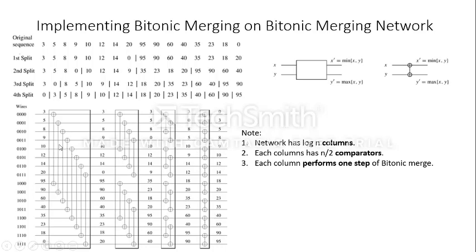And the fourth column, the first column is implementing the first step of Bitonic merging. The second column is implementing the second step of Bitonic merging. The third column is implementing the third step of Bitonic merging. The fourth column is implementing the fourth step of Bitonic merging.